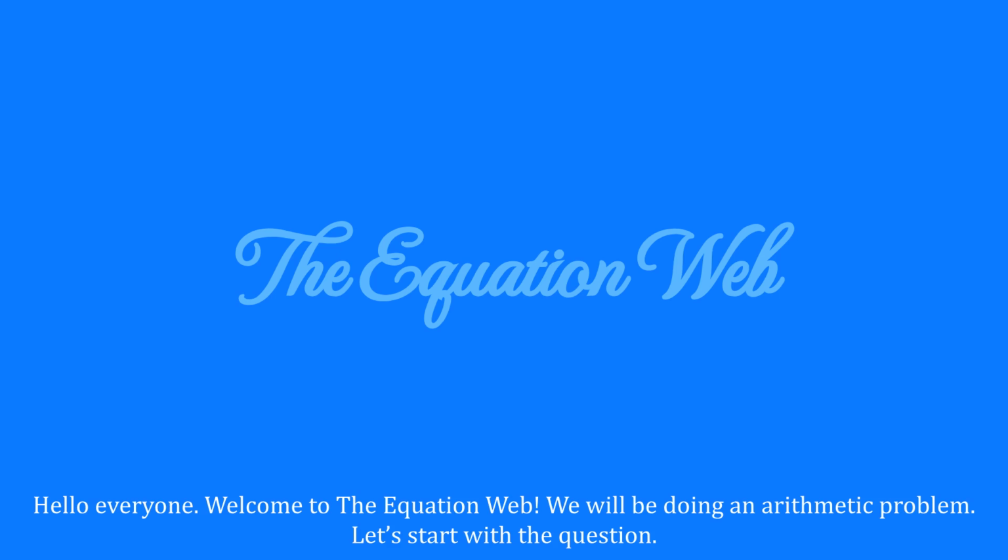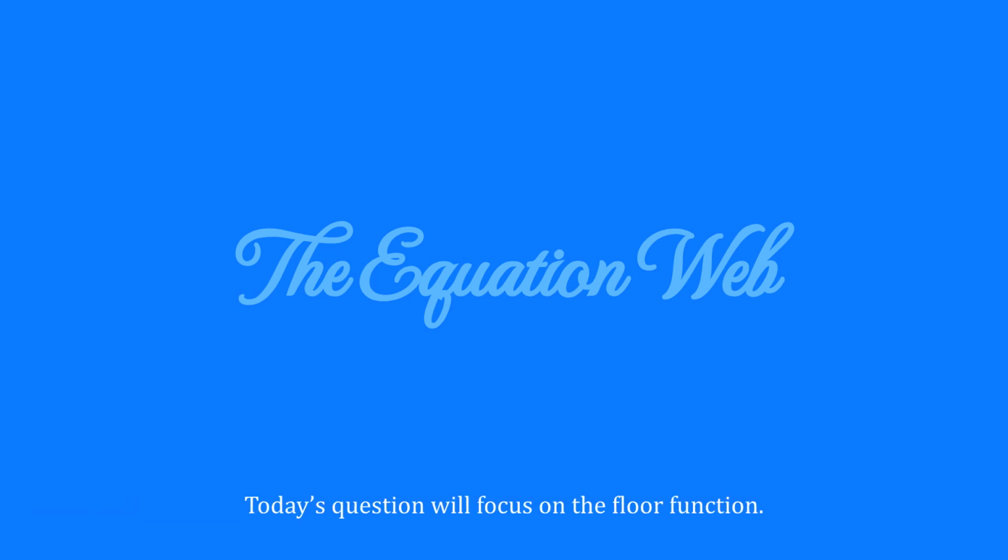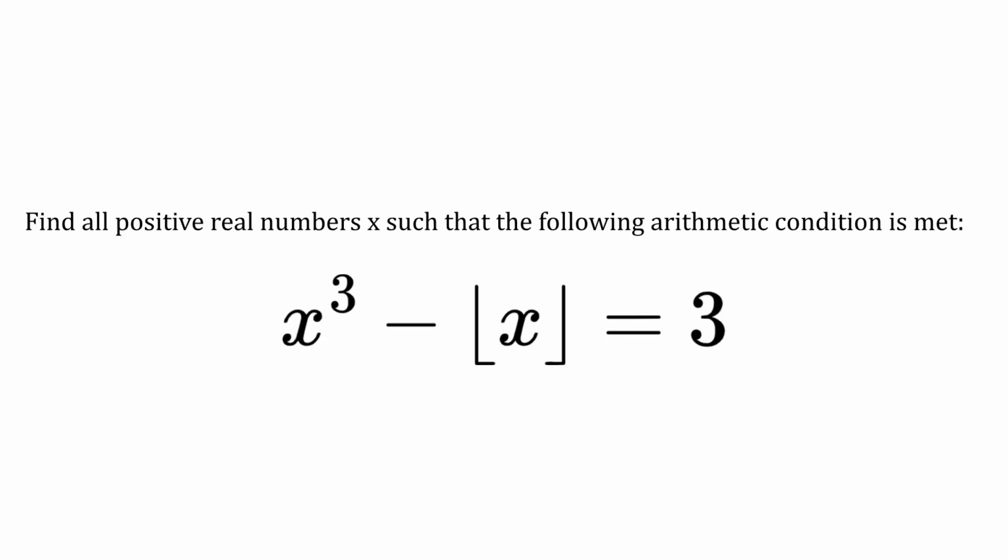Today we'll be doing an arithmetic problem, so let's start with the question. Today's question will focus on the floor function, a special function that will be explained further into the video. So today's question is: find all positive real numbers x such that the following arithmetic condition is met. x cubed minus the floor of x is equal to 3. I'll give you some time to try to solve this question.